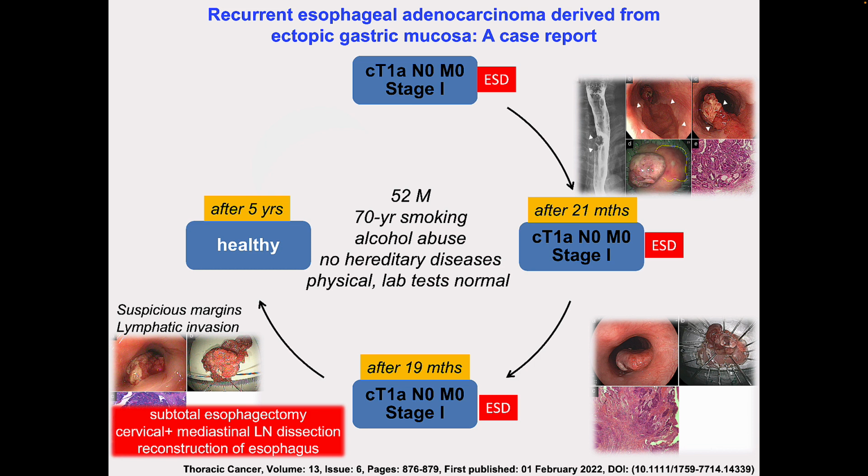And here is an extremely uncommon case of malignancy in the region of an inlet patch. A 52-year-old man with a history of smoking and alcohol abuse had ESD three times in a row because of recurrent carcinoma. Finally, he had a subtotal esophagectomy and was healthy. Unfortunately, we don't have any details on reflux or LPR in this case.